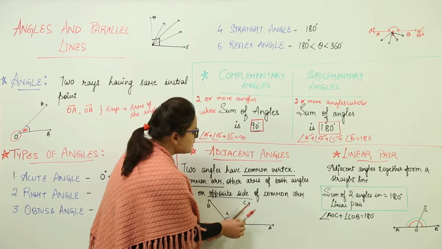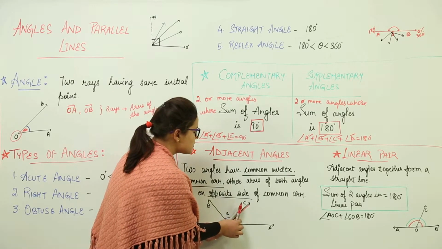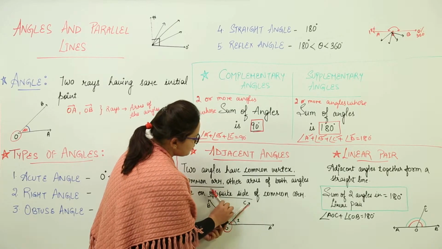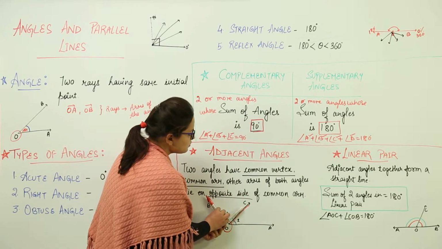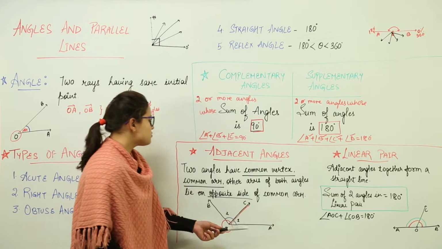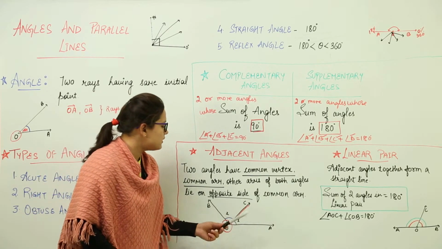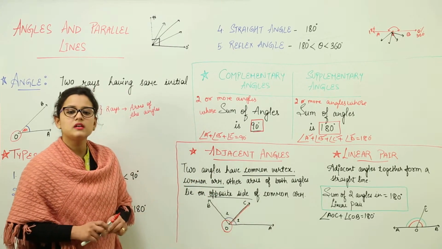That means the other arms of the respective angles are lying on opposite sides of the common arm. One is lying to the right of the common arm, the other is lying to the left of the common arm. So we can say that angle 1 and angle 2 are forming the adjacent angles.